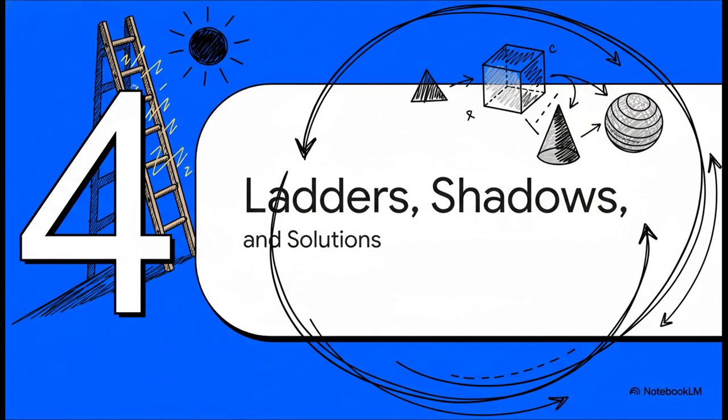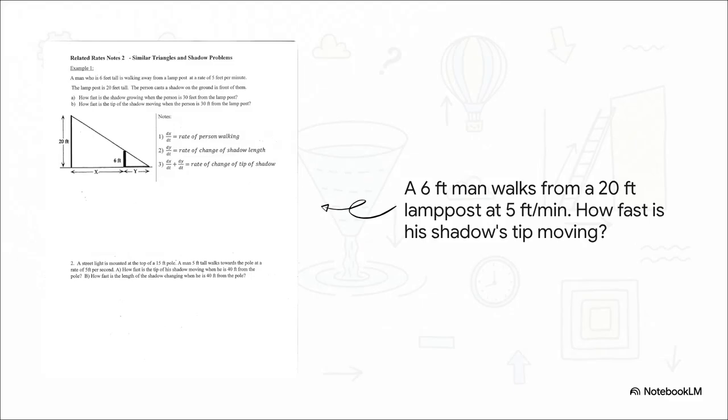Okay, enough theory. Let's get our hands dirty and actually see this blueprint in action. Time for Section 4, ladders, shadows, and solutions. So here's the classic problem. We've got a 20-foot lamppost and a 6-foot-tall man walking away from it. We know his speed is a constant 5 feet per second. The question is, how fast is the very tip of his shadow moving along the ground?